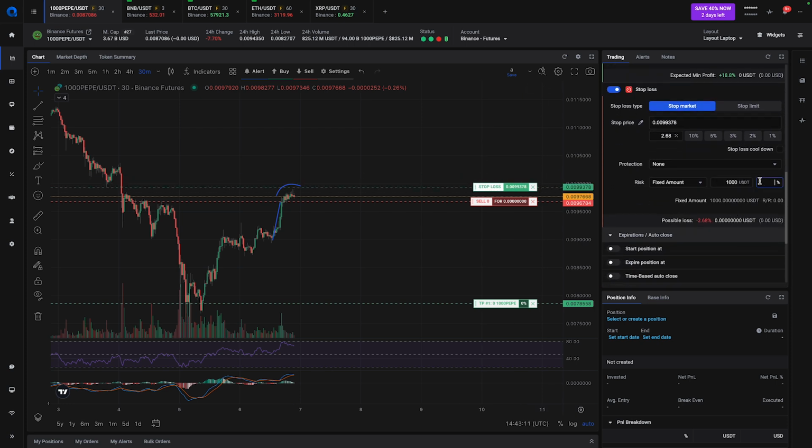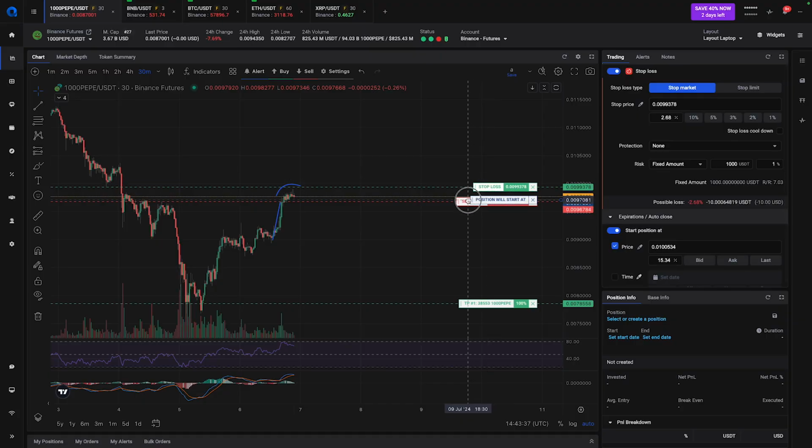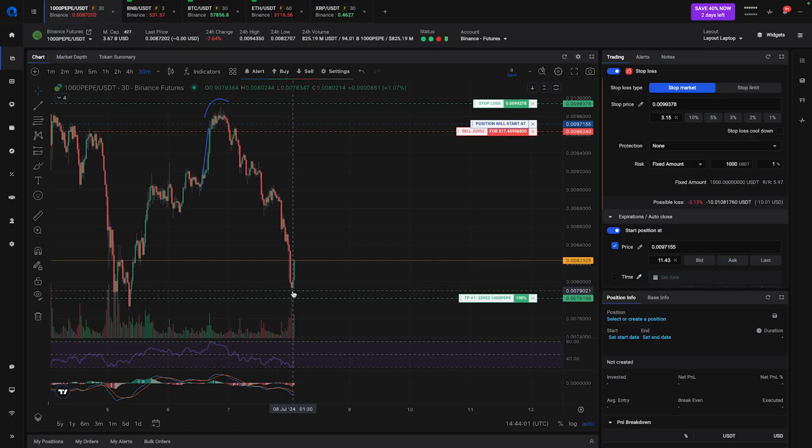And if we want to risk 1% of our $1,000 investment, then we type in 1% in the risk management part. To make sure that the position doesn't execute immediately, we enable the start position at to make sure that we only sell once the price actually reaches the point of interest. And now we can see how it plays out. As you can see, this was a profitable position.